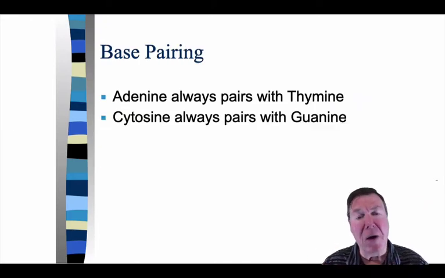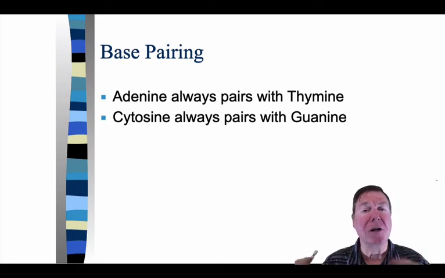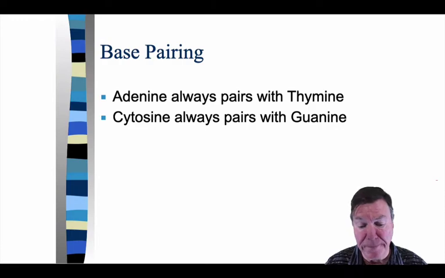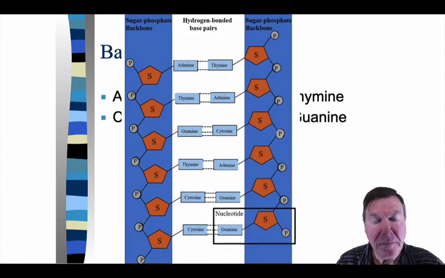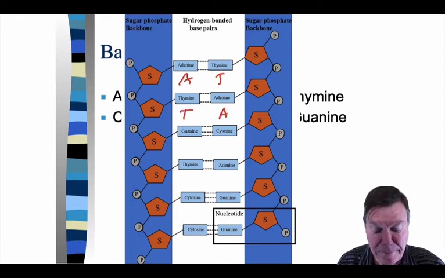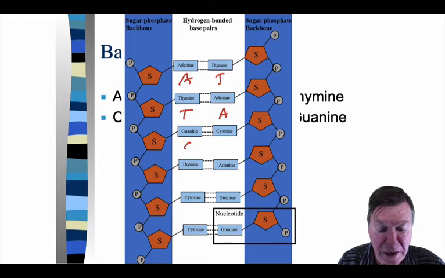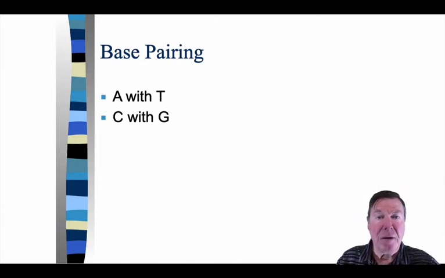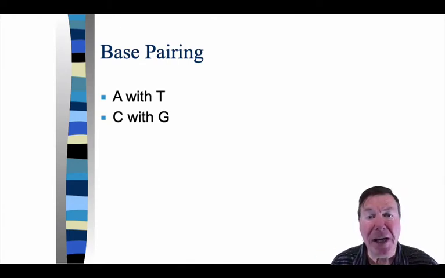Here's the way they pair up. Adenine always pairs with thymine. Cytosine always pairs with guanine. So if you have adenine over here, you're going to have thymine over there. If you have thymine over there, you're going to have adenine over here. If you have guanine here, you're going to have cytosine there. And if you have cytosine there, you're going to have guanine over there. They always pair up: adenine with thymine, guanine with cytosine. To make it easier: A's with T's, G's with C's.